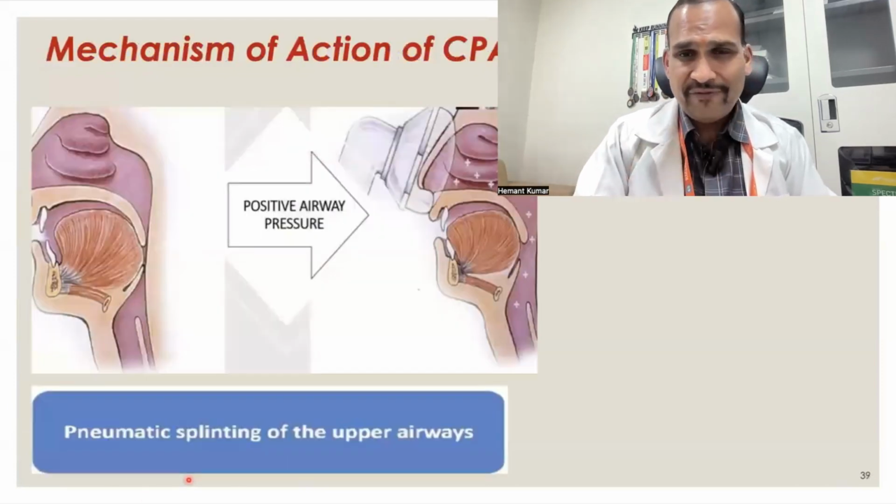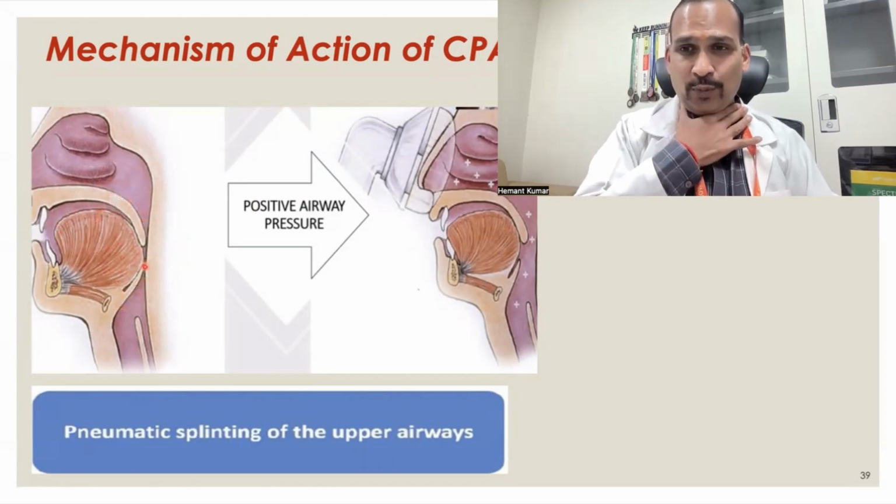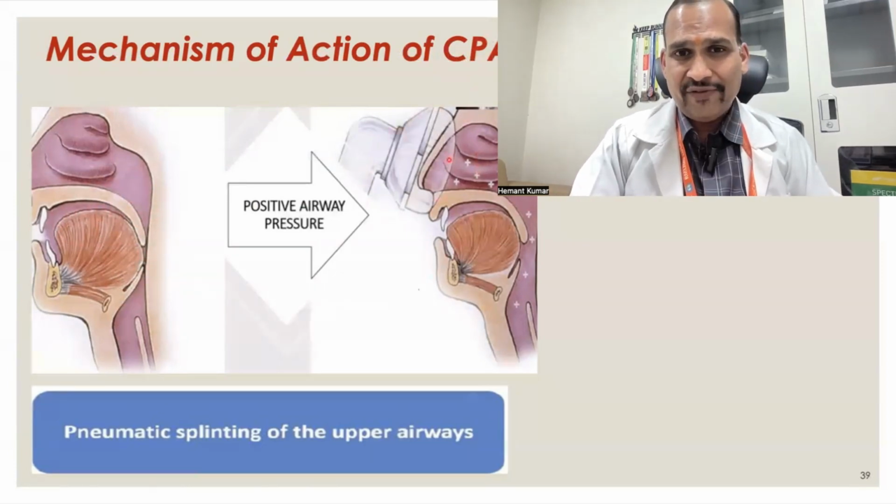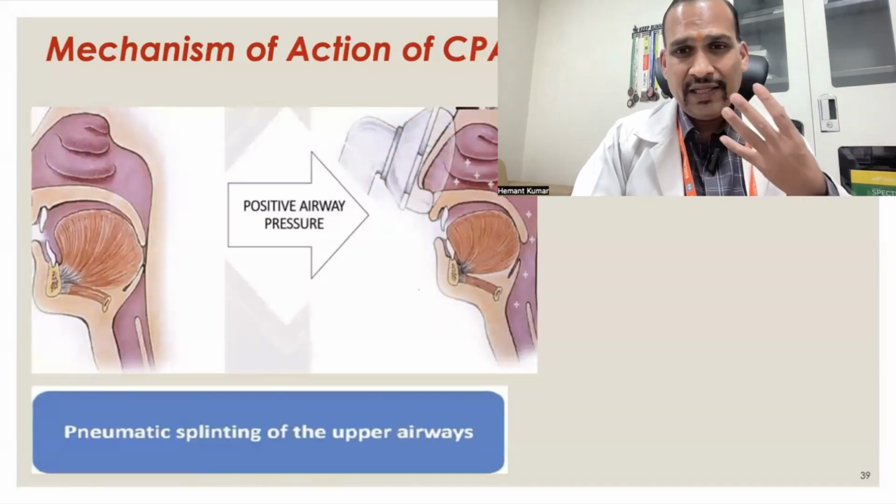So how does CPAP work? CPAP means continuous positive airway pressure. Continuous. So what will happen in OSA? I told you that this is the airway. It will get obstructed in an OSA patient. The back of the tongue will obstruct, the throat blocks. So once you apply a mask and give air pressure, it will help to open the airway.